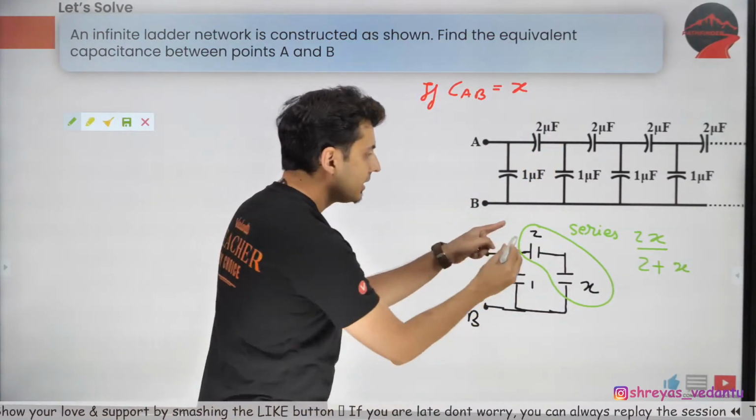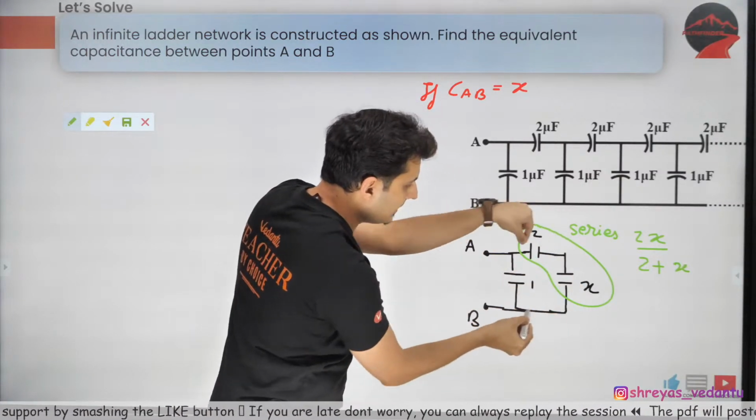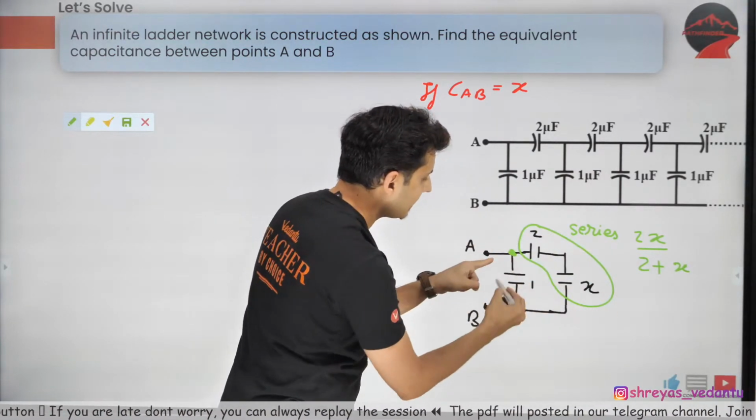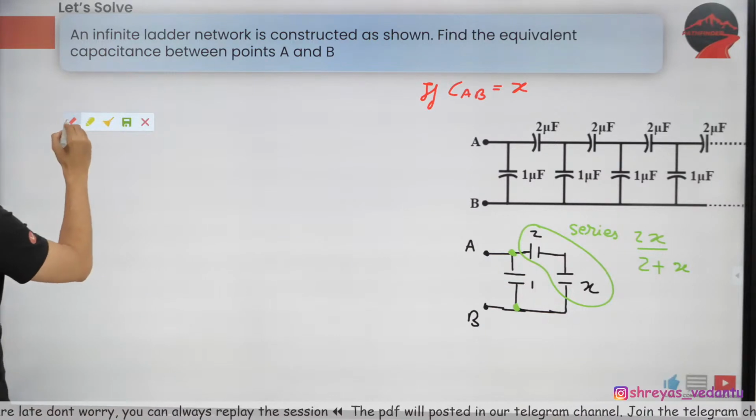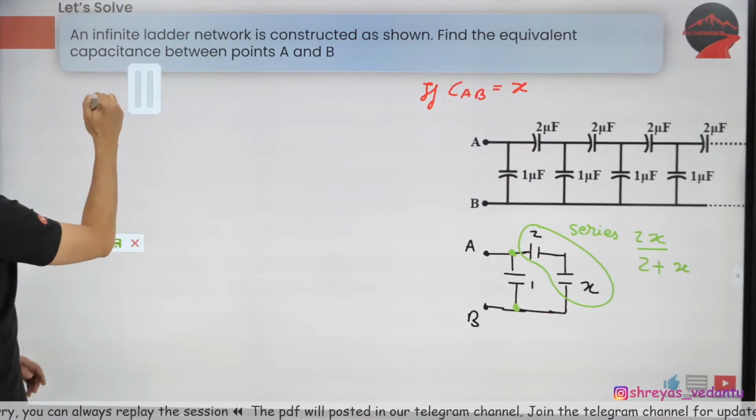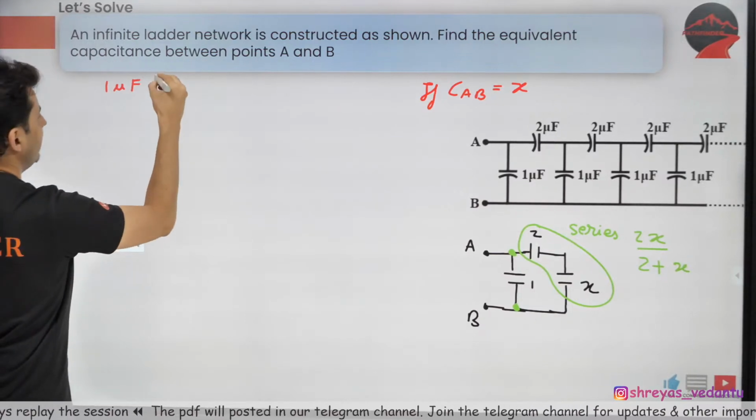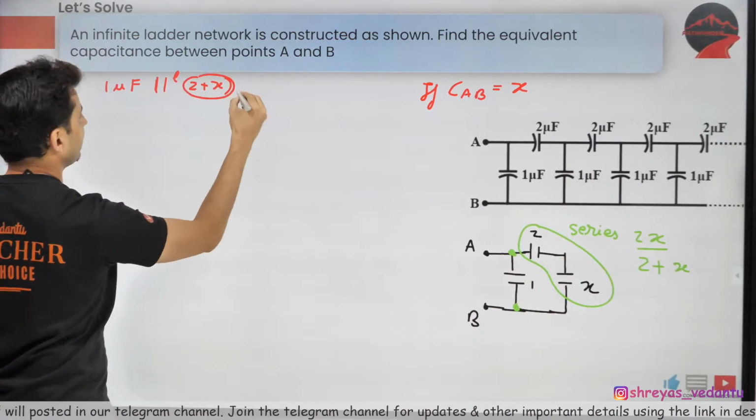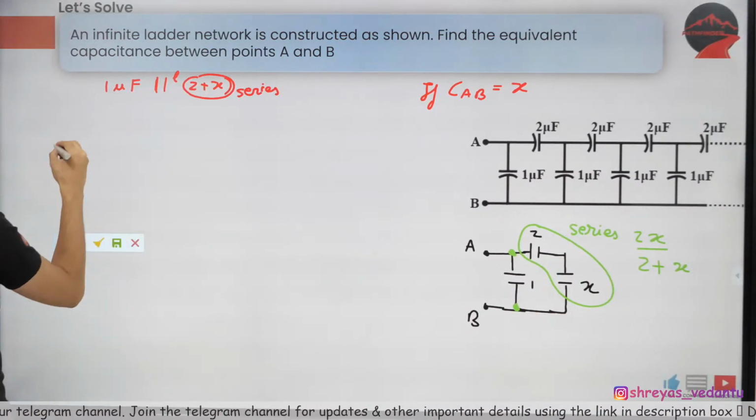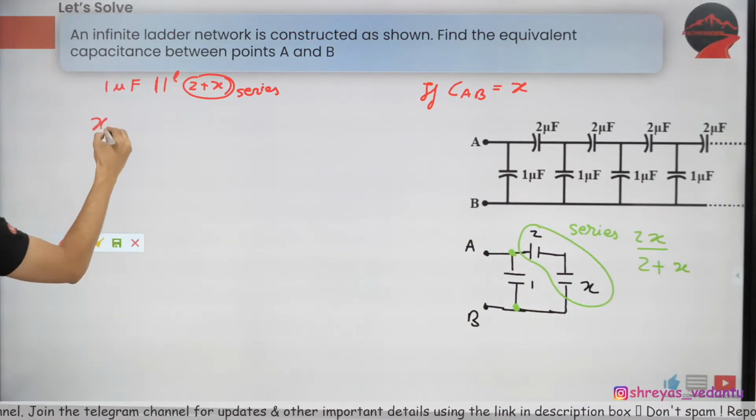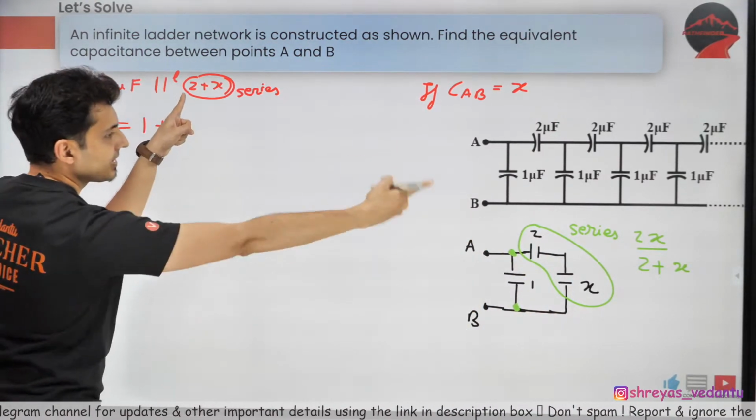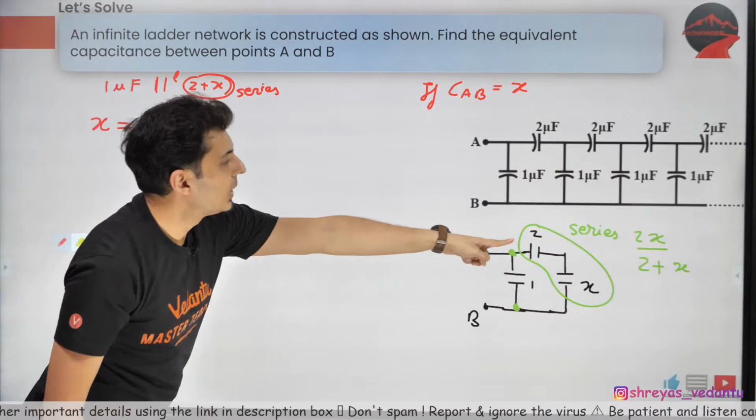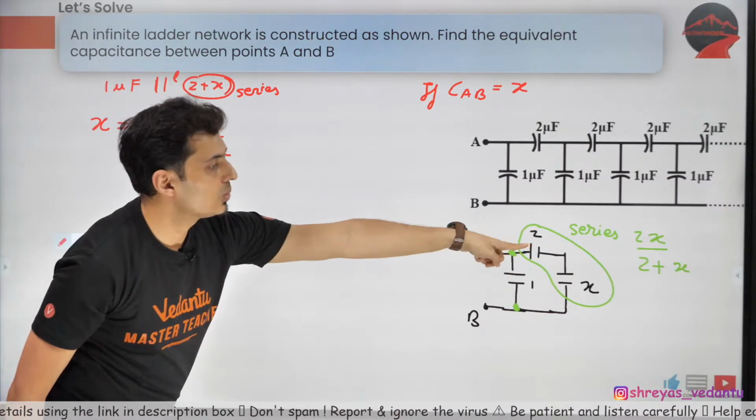Got it? Great. This and this, do you see they are in parallel? These 2 points, can you see these 2 points? This capacitor and this capacitor are in parallel. So I can very well say 1 microfarad is parallel to what? That 2 plus X, series combination. So therefore, the total effective capacitance, which will be X, will be 1 plus that one, which is 2X upon 2 plus X, because that was the combination, 2 and X in series. The effective one was 2X by 2 plus X.